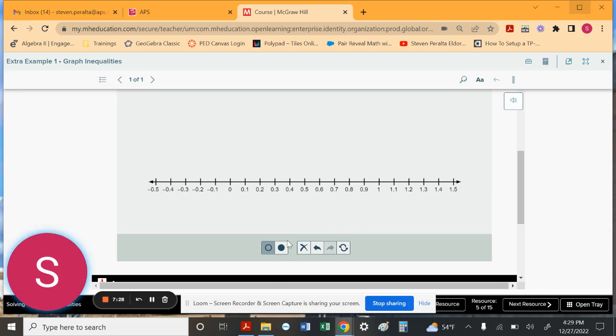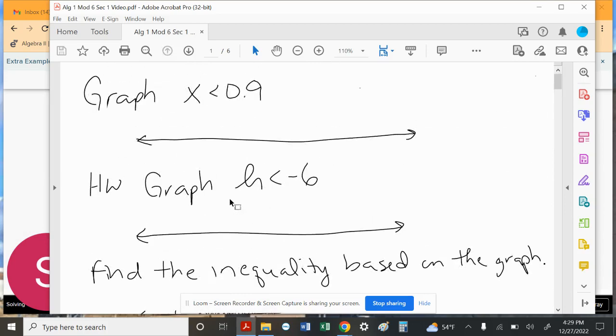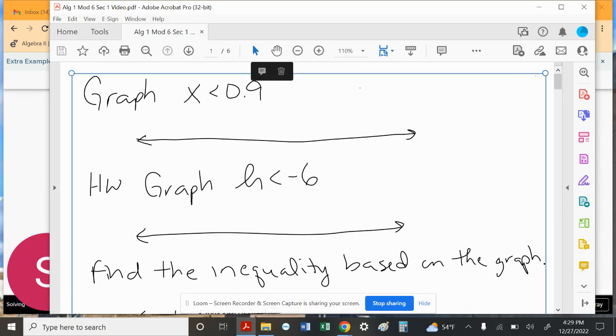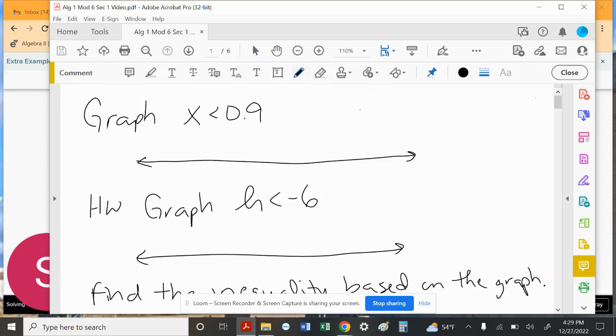So I'm not sure how to do that, but we're going to go ahead and go over to what I have over here. So we're going to go over to this one over here. So when we have x is less than 0.9, here we have 0. So let me get this filled in. Should have all this stuff set up.